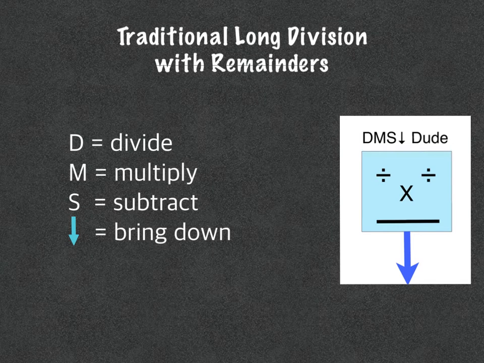Okay, everybody, we're back with traditional long division. This time we're going to talk about remainders. So our mnemonic device here to help us remember our algorithm and the steps that we follow is my DMS down dude over here. So we divide, then we multiply, then we subtract and bring down. And you can see it in his face. We divide where his eyes are, multiply with his nose, subtract with his mouth, and bring down with his neck.